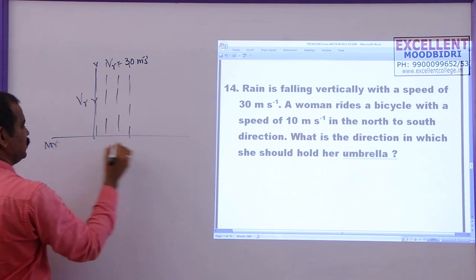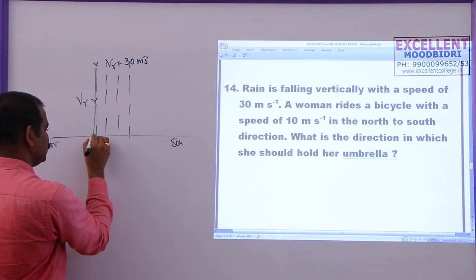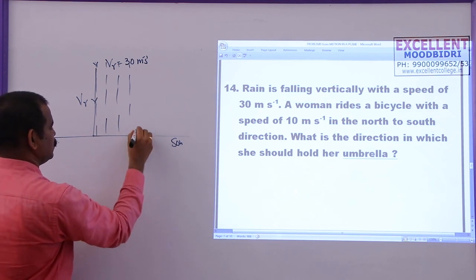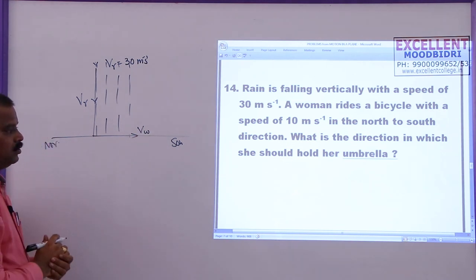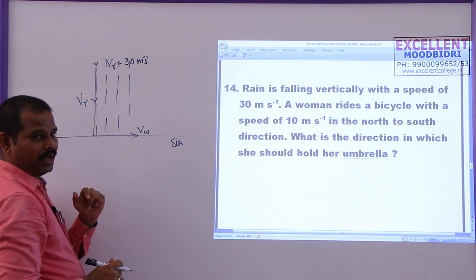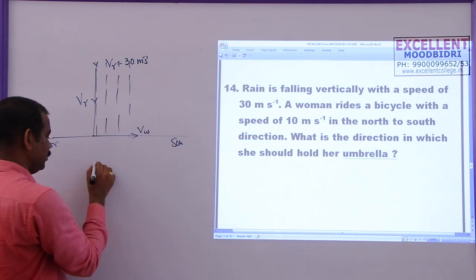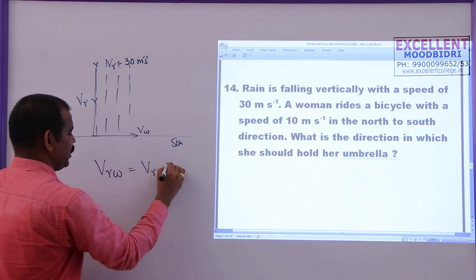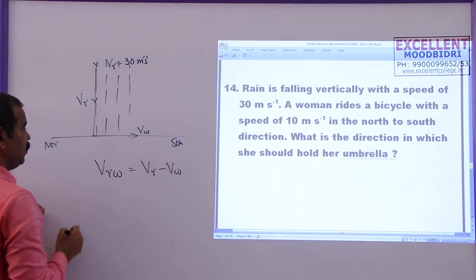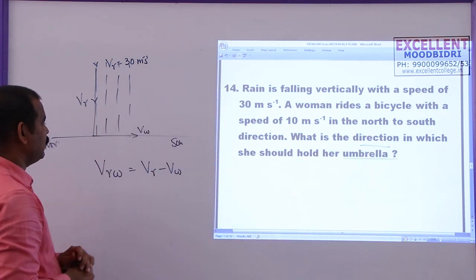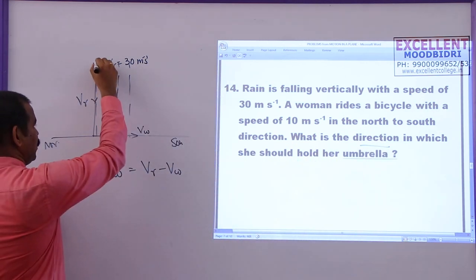And the woman is moving. Let us say this is north, this is south. The woman is moving from north to south. So this is the velocity of the woman. So in which direction does she have to hold the umbrella? She has to hold the umbrella in the direction of relative velocity of rain with respect to woman, that is VR minus VW. Now here we need to find only the direction but not the magnitude.